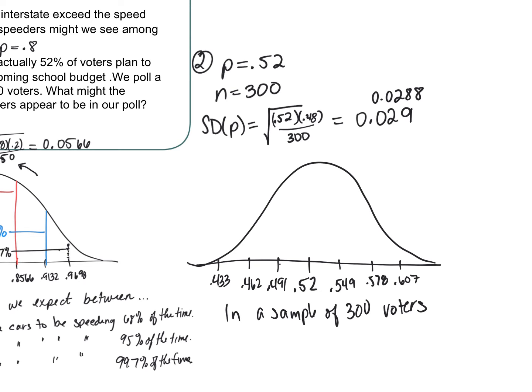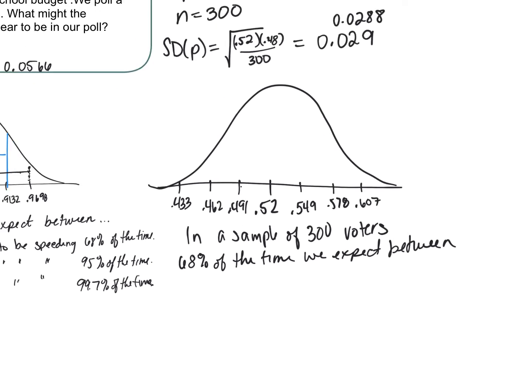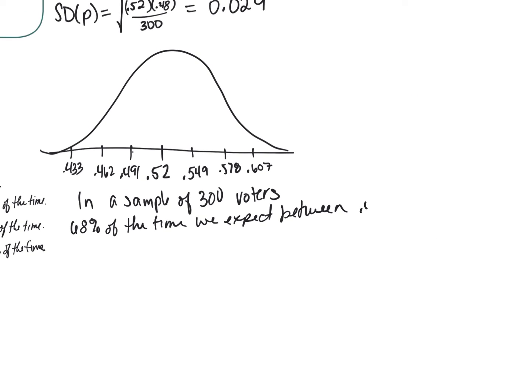okay, here's another way to word it. 68% of the time, we expect between 0.491 and 0.549 yes votes.